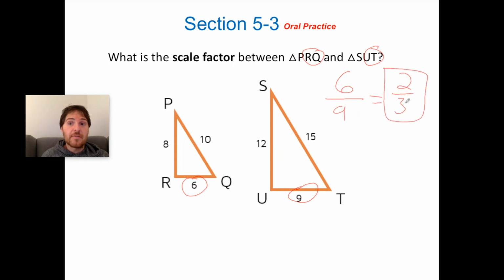I still want to simplify that, okay? That's what K is going to equal. So if I take 15 and multiply it by 2/3, I get the 10 there. 15 times 2 is 30, divided by 3 is 10. So for the scale factor between this and that, you take any side in PRQ over its corresponding side in SUT, and that's going to tell you the scale factor. So that's just a real quick oral practice.